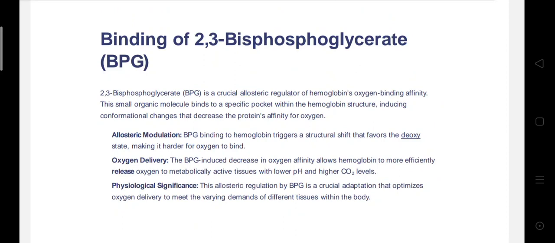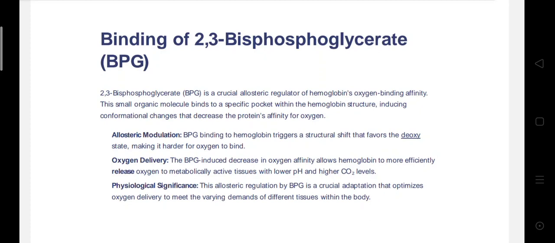Now, the binding of 2,3-bisphosphoglycerate, which is abbreviated as BPG. So, BPG is a crucial allosteric regulator of hemoglobin's oxygen binding affinity. These small organic molecules bind to a specific pocket within the hemoglobin structure that induces conformational changes that decrease the protein's affinity for oxygen. So first is allosteric modulation.